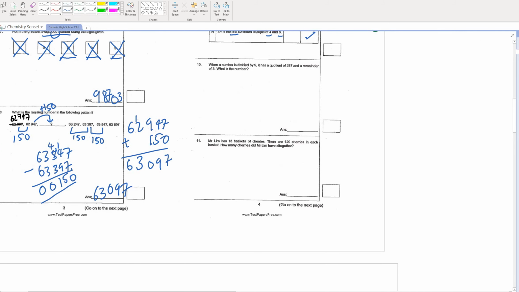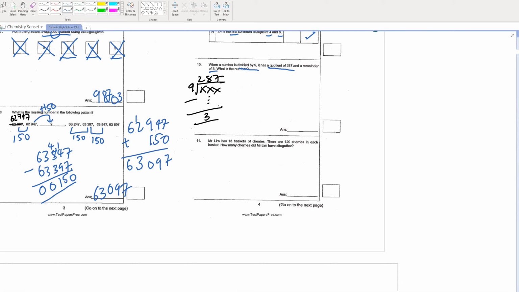Question 10. When a number is divided by 9, it has a quotient of 287 and a remainder of 3. So this is what the question is basically saying. We have an unknown number divided by 9. We have a quotient of 287 and a remainder of 3.